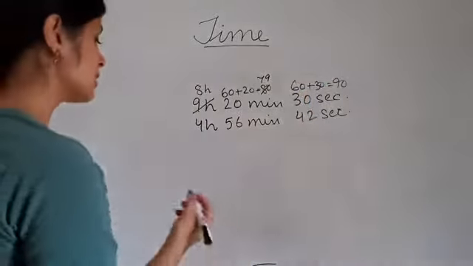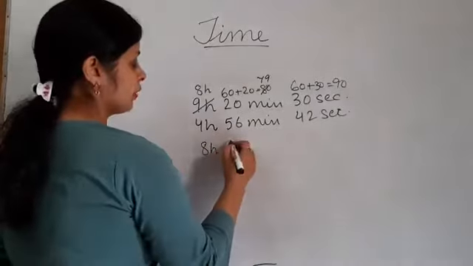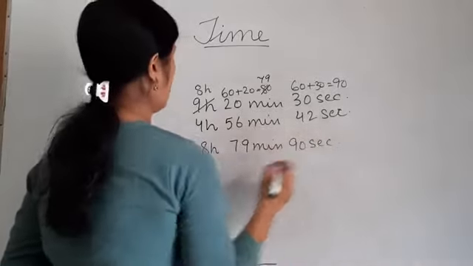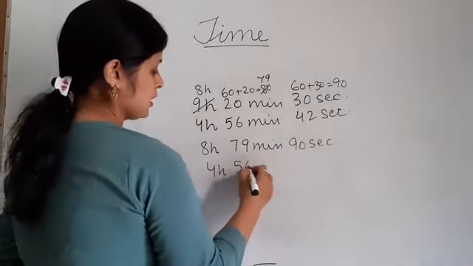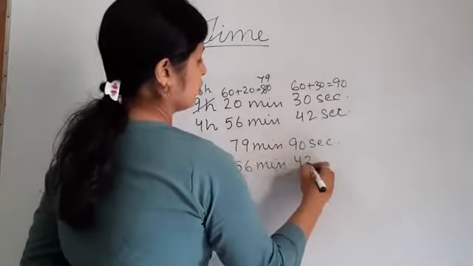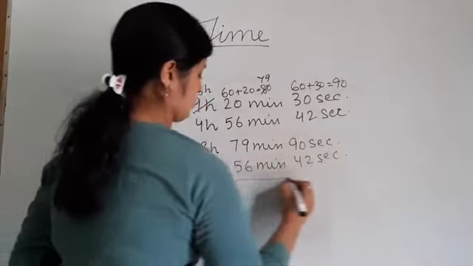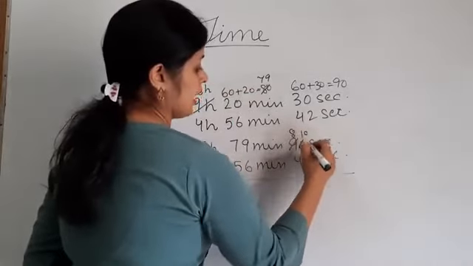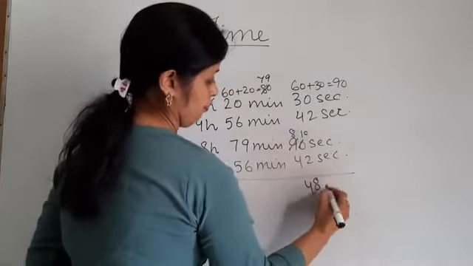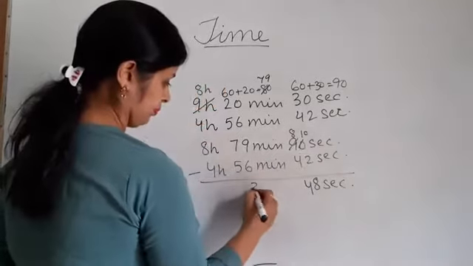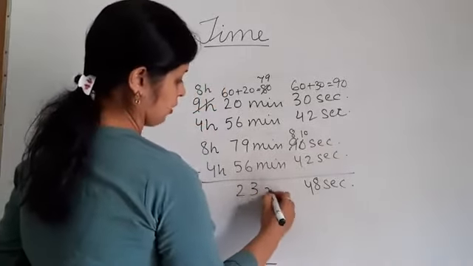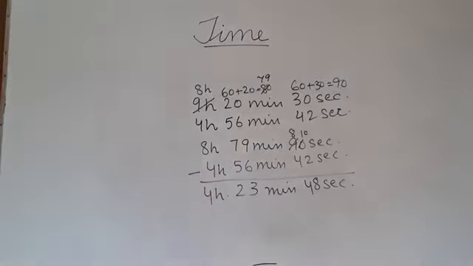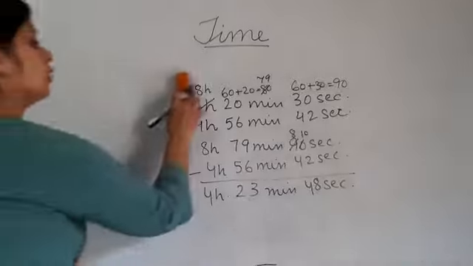So how can I write this sum now? 8 hours 79 minutes 90 seconds minus 4 hours 56 minutes 42 seconds. Now subtract. 90 minus 42 is 48 seconds, 23 minutes and 4 hours. This is your answer. Now I'll explain multiplication.